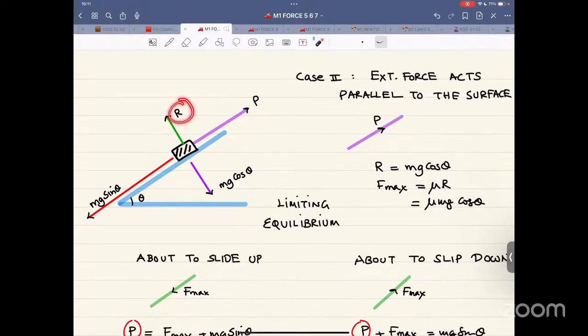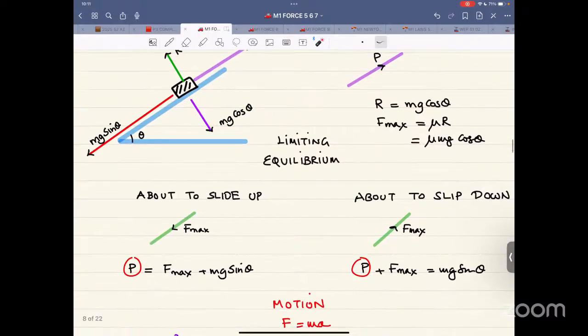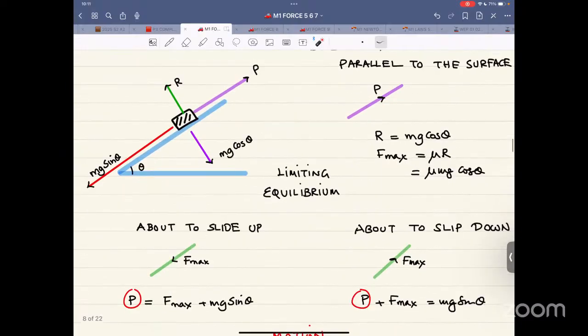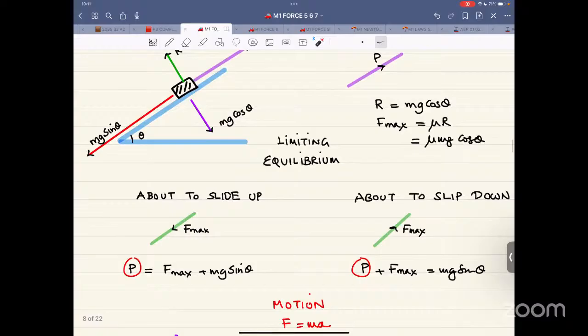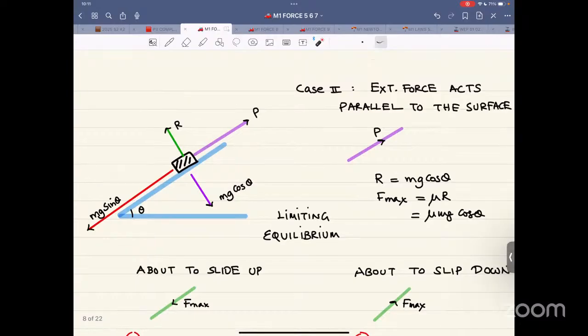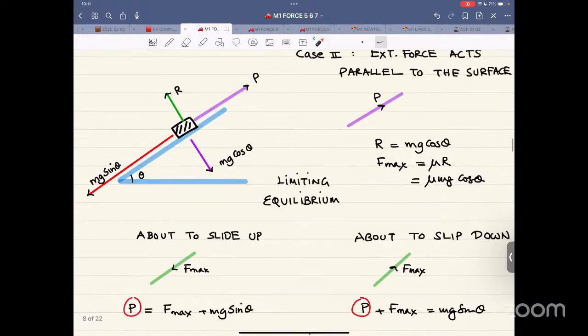First of all, let's talk about limiting equilibrium. So R is equal to this thing. That is, F max is mu R. And mg sine theta is P. Now, in limiting equilibrium, there is this thing which is not drawn over here, which is friction. Now the friction direction will change.